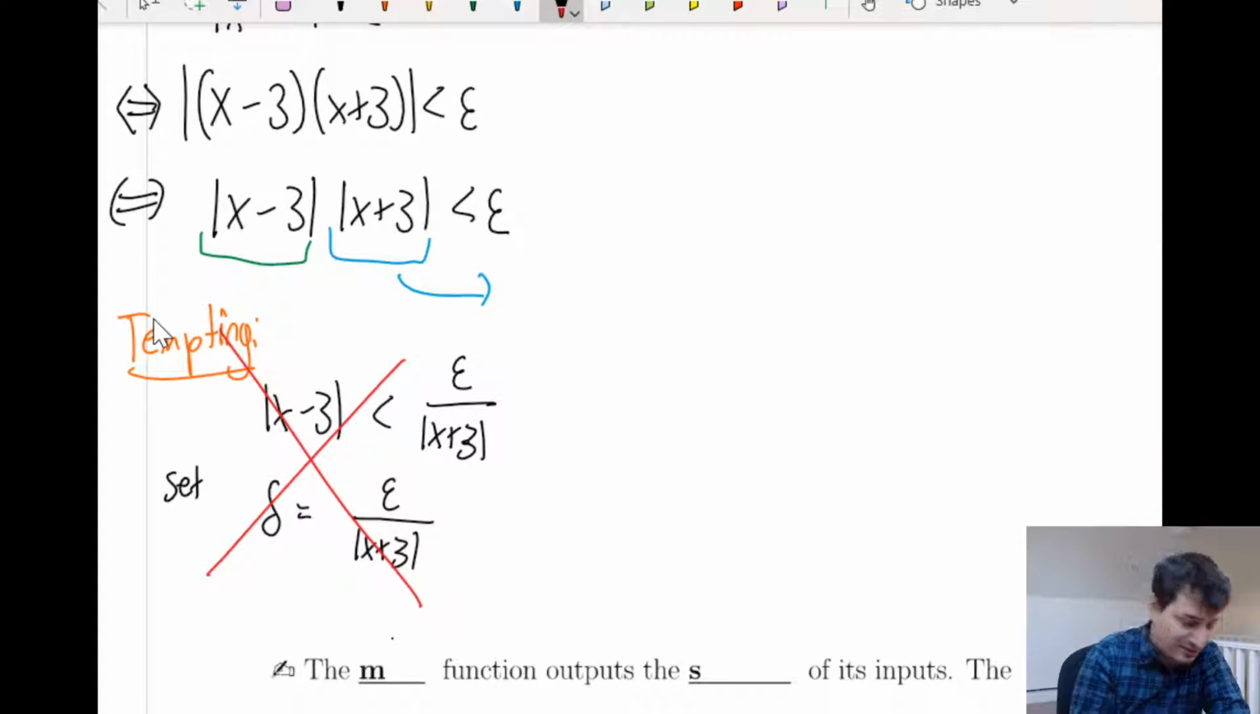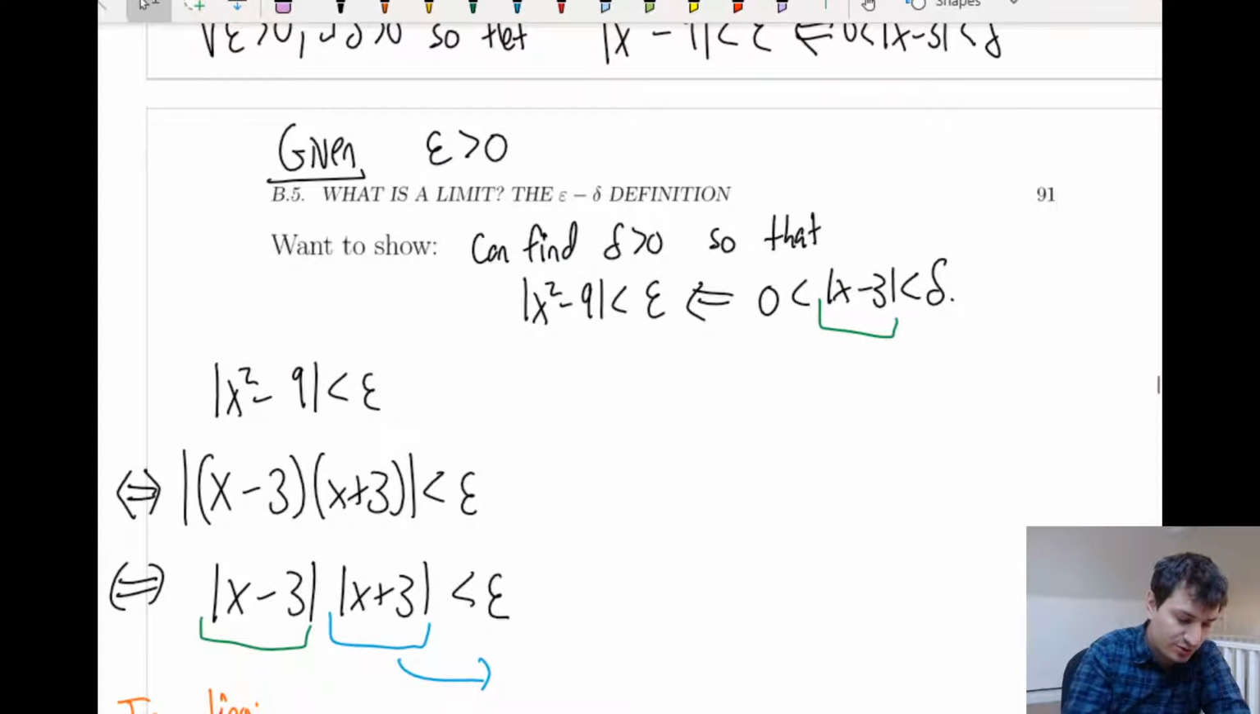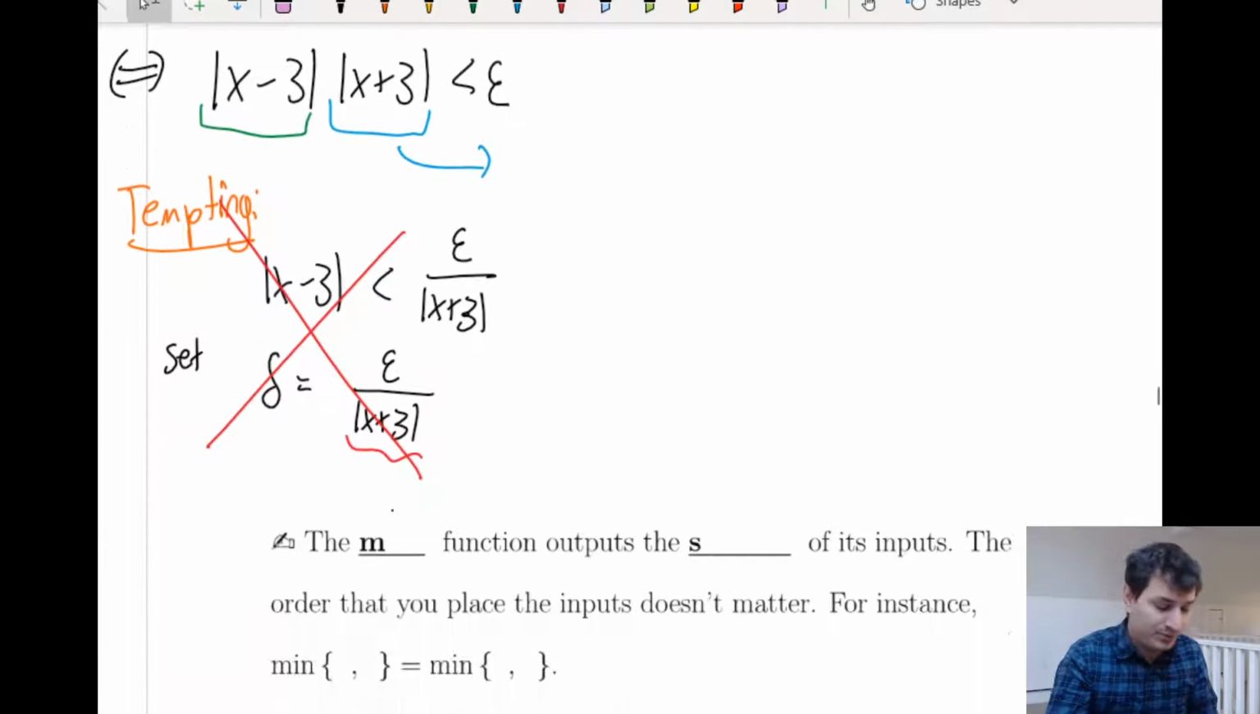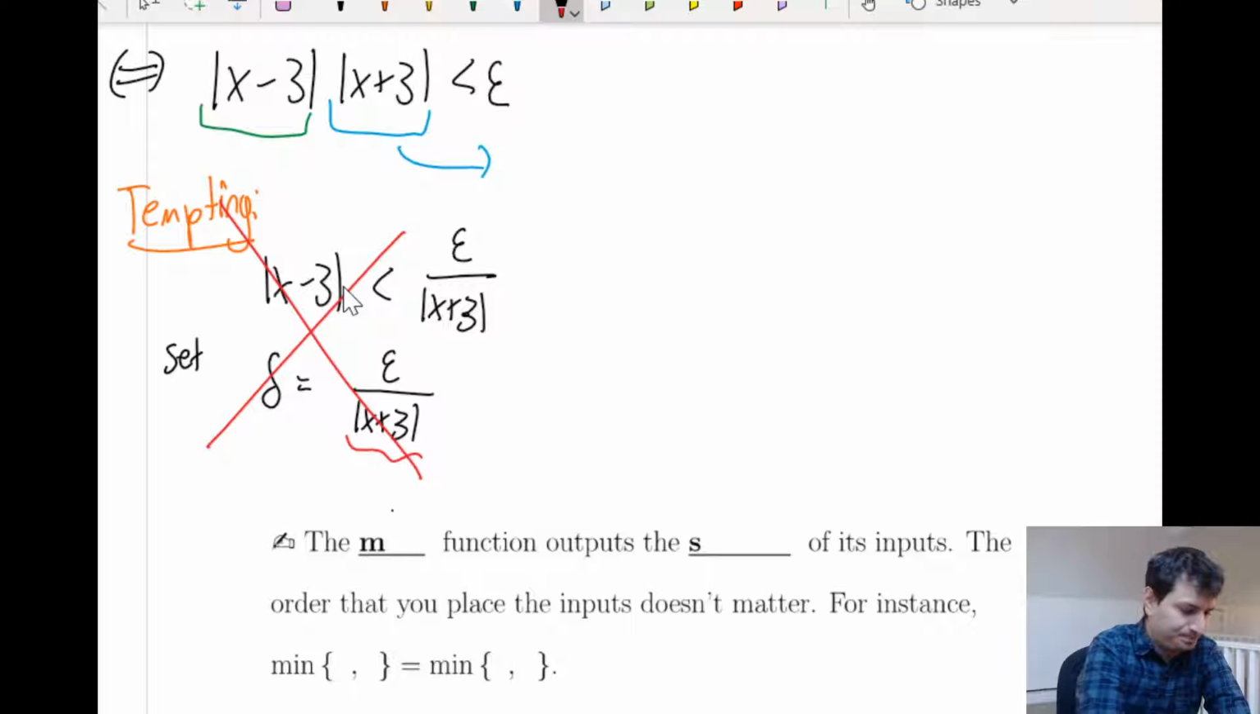And the reason is because if you did this, delta would depend on x, and that is not allowed. In what we're trying to show, we're trying to find one value of delta. So given any epsilon, there's exactly one value of delta that works for all possible x's that would satisfy this. So you can't have delta depend on x. If you do this, you haven't shown the thing we're trying to show. So that's why this doesn't work.